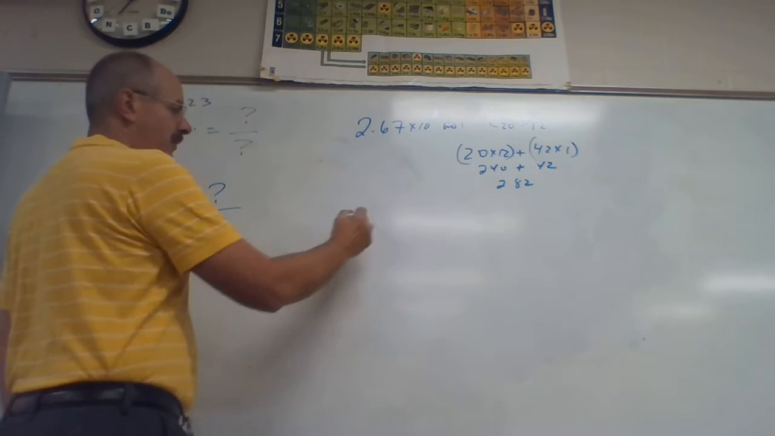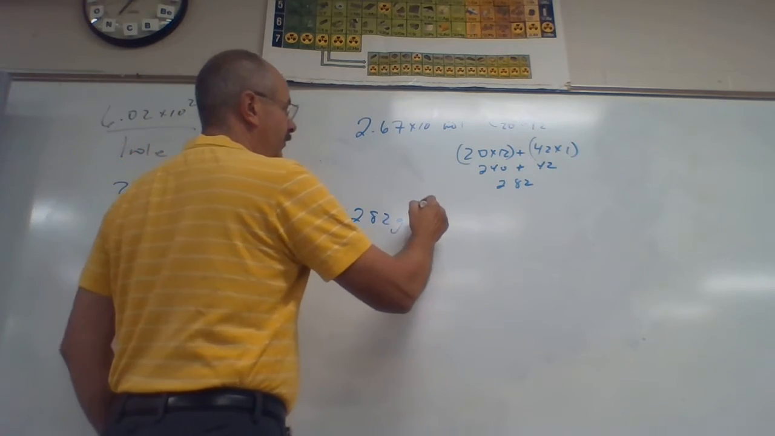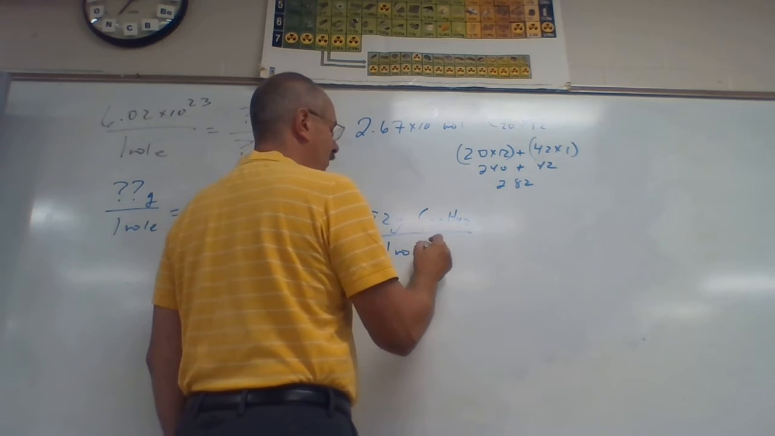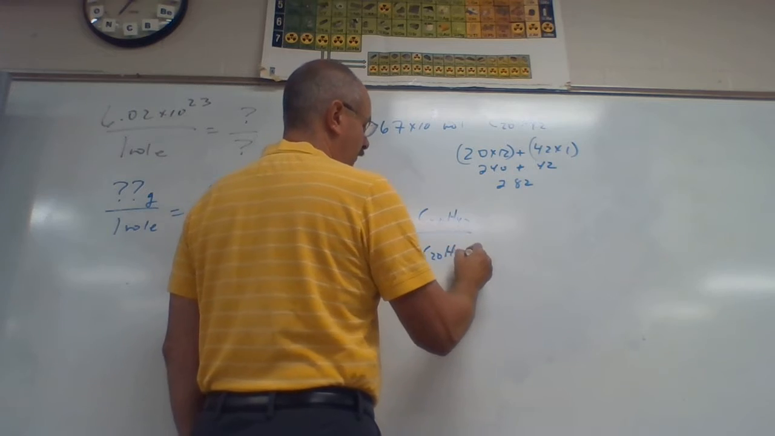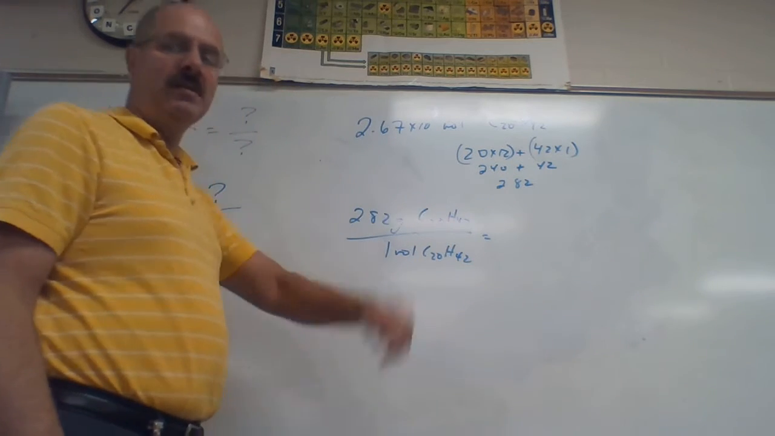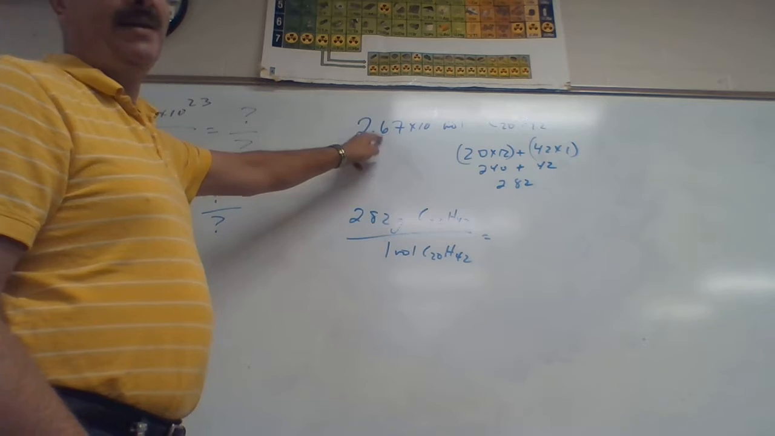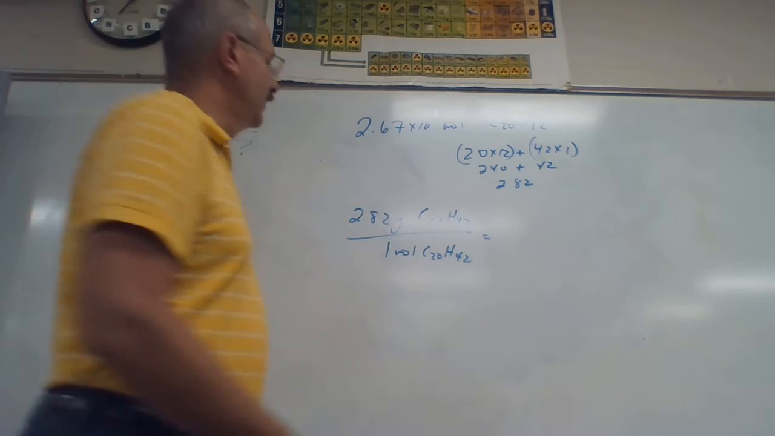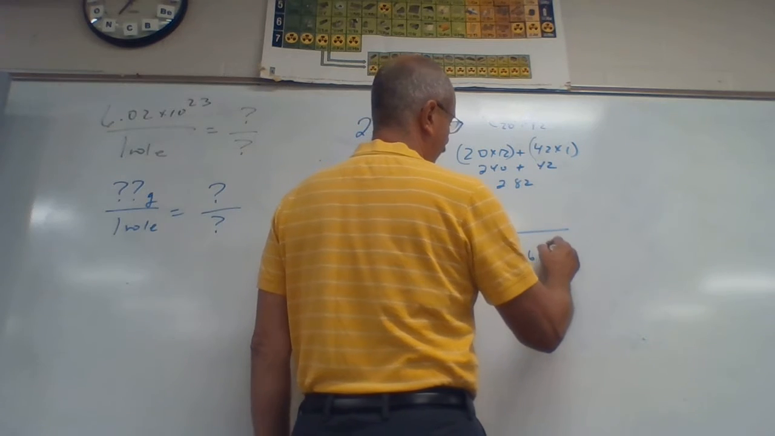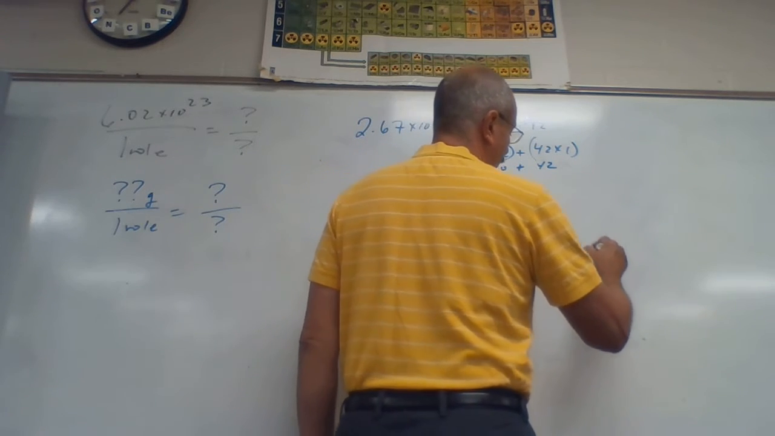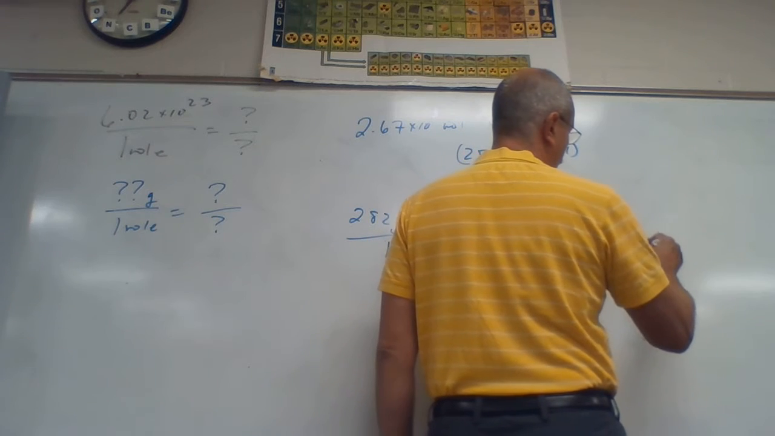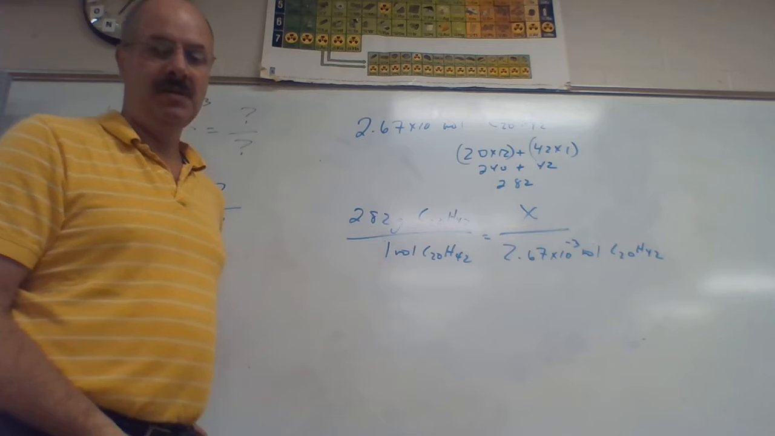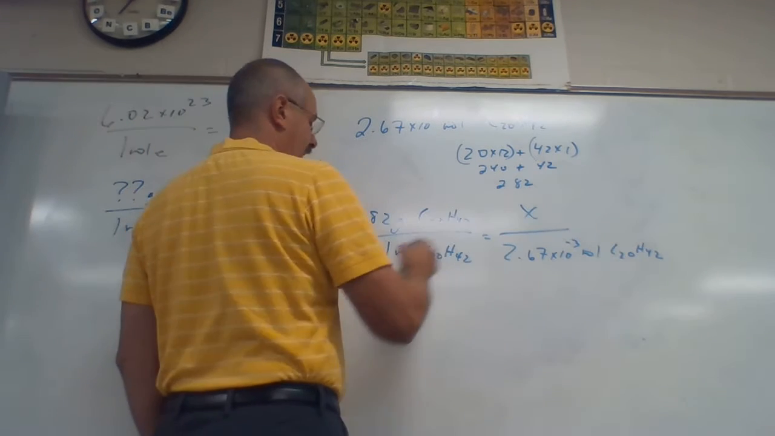So we're going to put that 282 in the double question mark. That's 282 grams of C20H42 if I have 1 mole of C20H42. Then I go to the other side of the equation and say, I don't have a full mole. I get this really, really small mole, because it's really times 10 to the negative 3rd. So we have 2.67 times 10 to the negative 3rd moles of C20H42. And the top is X grams, which is what we're trying to find out.